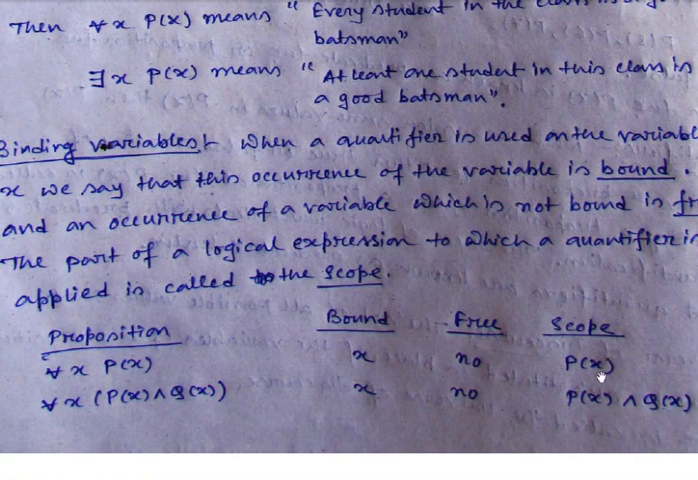That is px, the scope of our universal quantifier. Similarly, if we go to the proposition for all x, px and qx, here also we can see that x is our variable, and for all x is our universal quantifier. It is applicable on what? Px and qx. So x becomes the bound variable. Also there are no other variables left, so there exists no free variable. And what is the scope of this universal quantifier? This universal quantifier is applicable on px and qx, so the scope is px and qx.